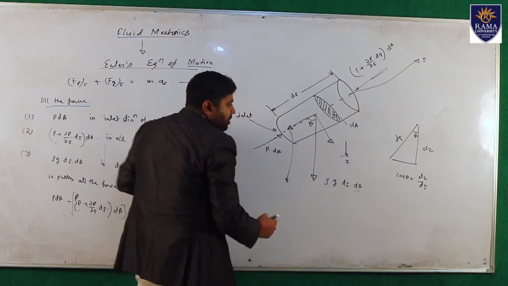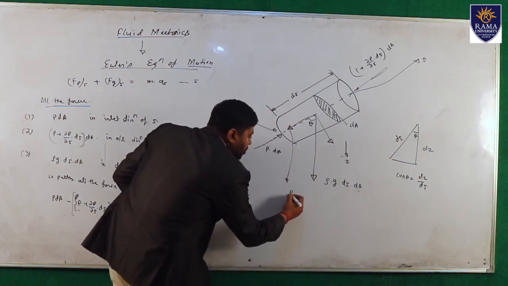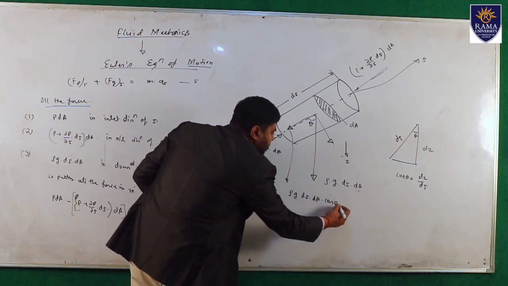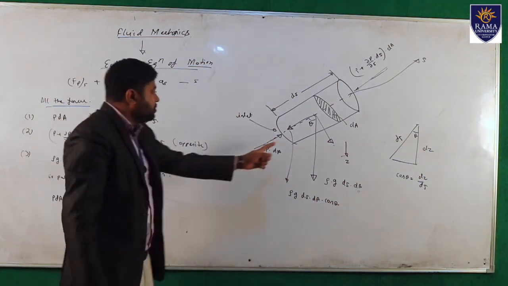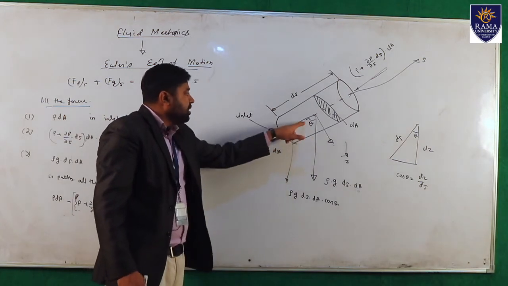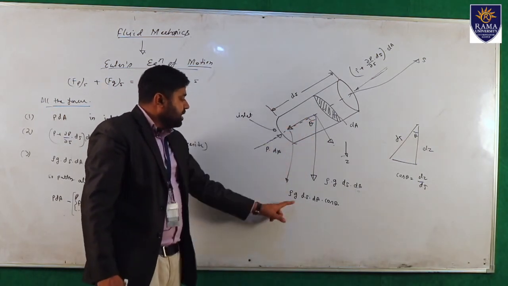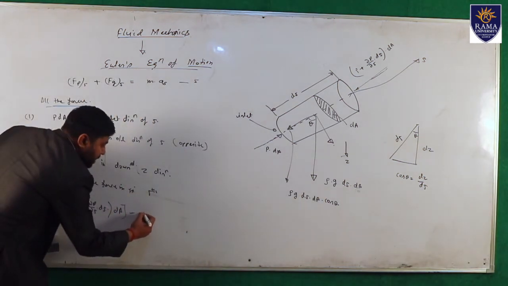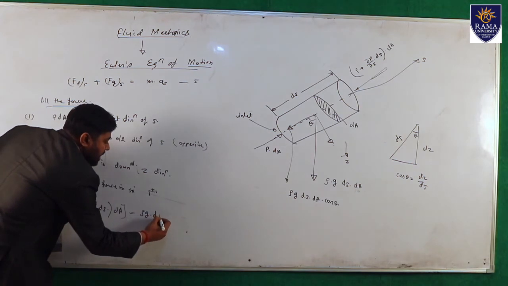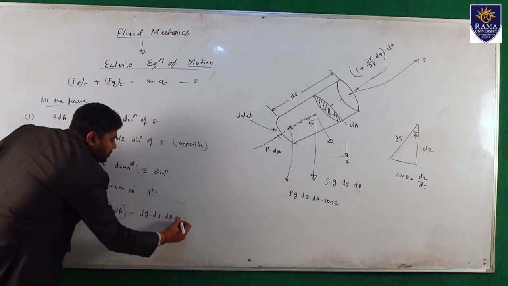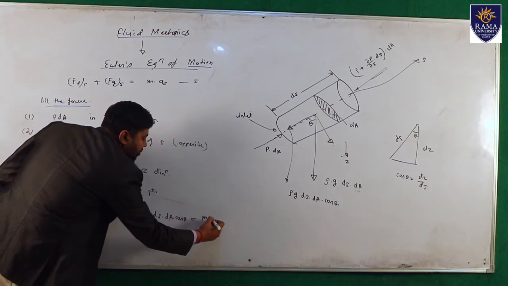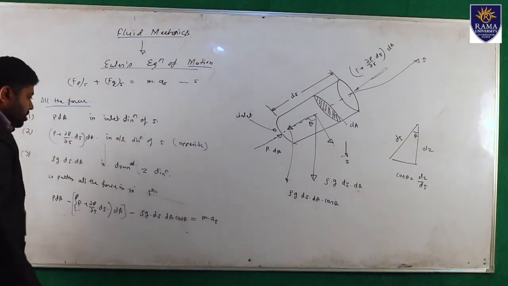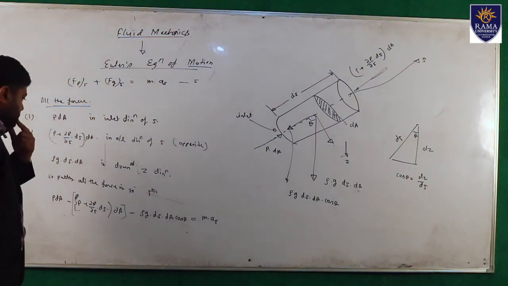So what will this force be? This force will become rho g ds dA into cos theta, because this is the angle made with this line, so this force will be cos theta. So what will the force be putting it here? Rho g ds dA into cos theta equals m into a_s. Clear? So we have put all the forces in this equation.